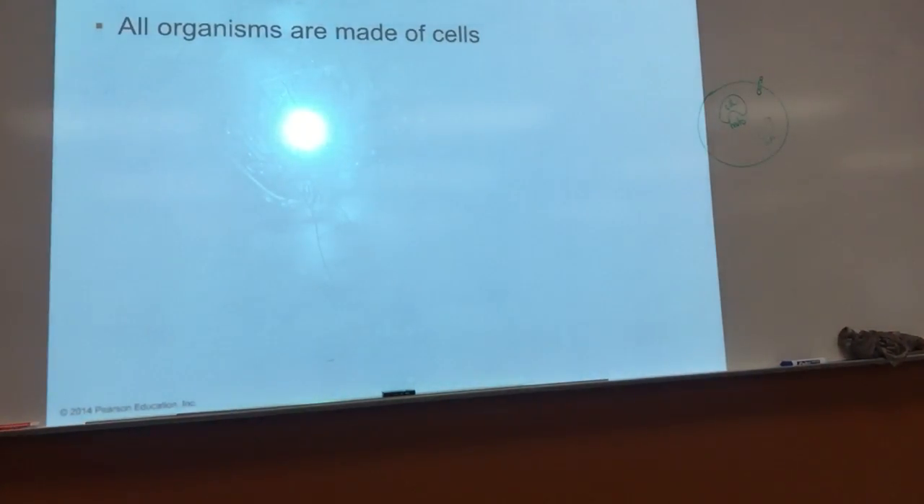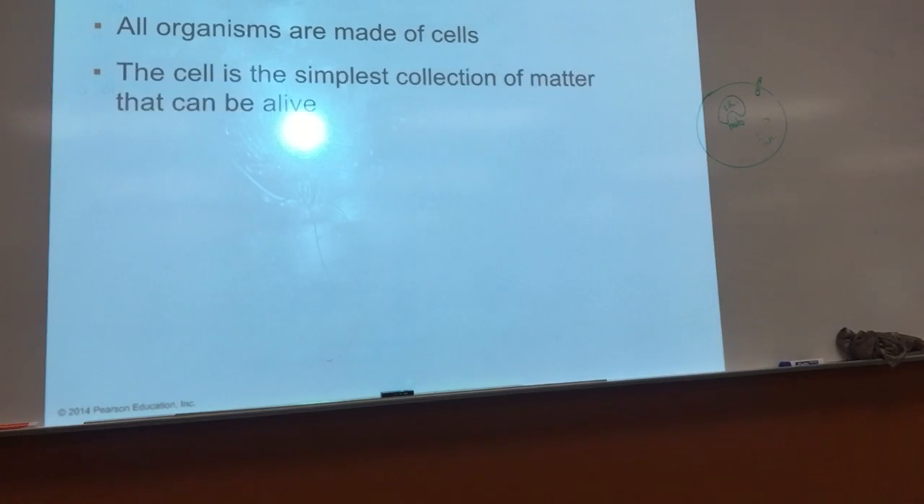So all things are made up of cells. Some organisms are just one cell big. For instance, there are organisms that live in lakes. Amoeba and paramecium are examples that are free living and only one cell big, whereas we are obviously multicellular, many cells big. And so the cell is the smallest unit of matter that is considered alive.